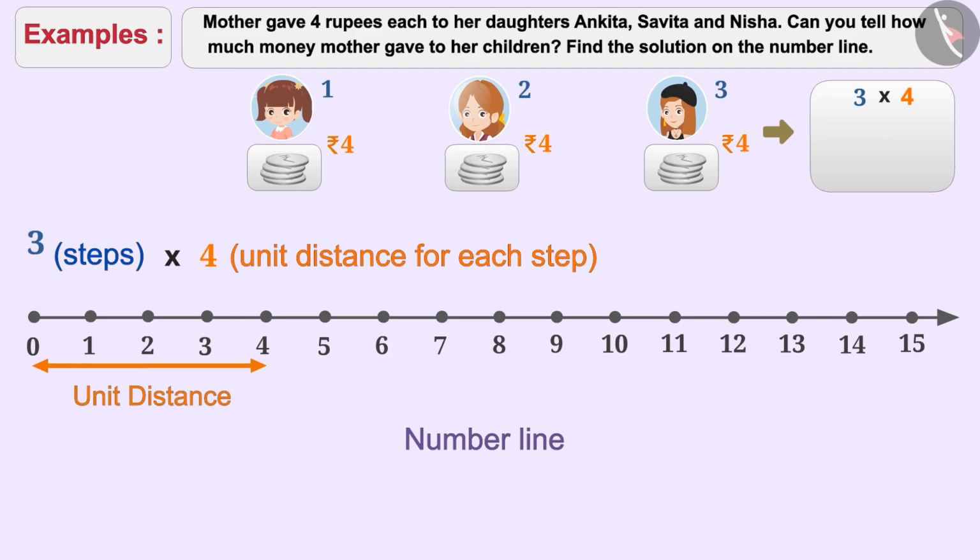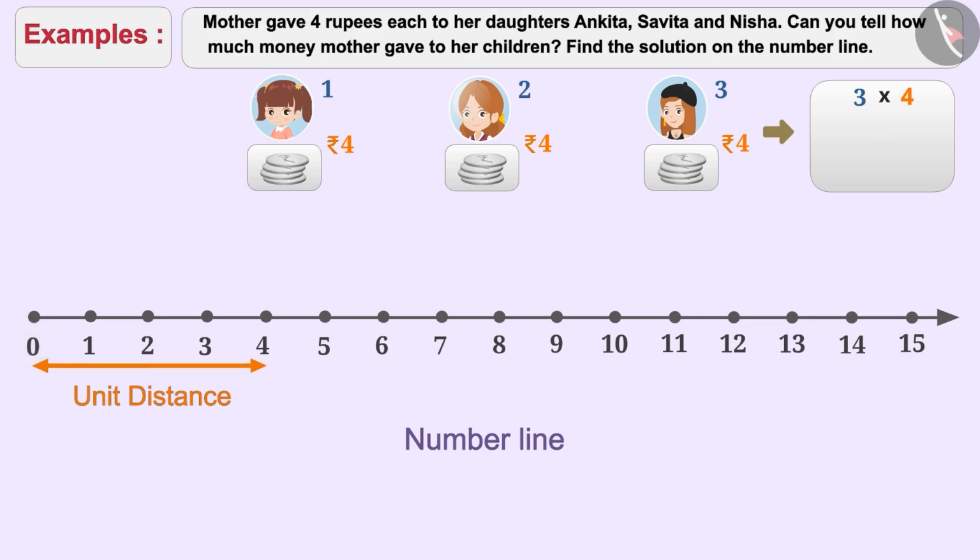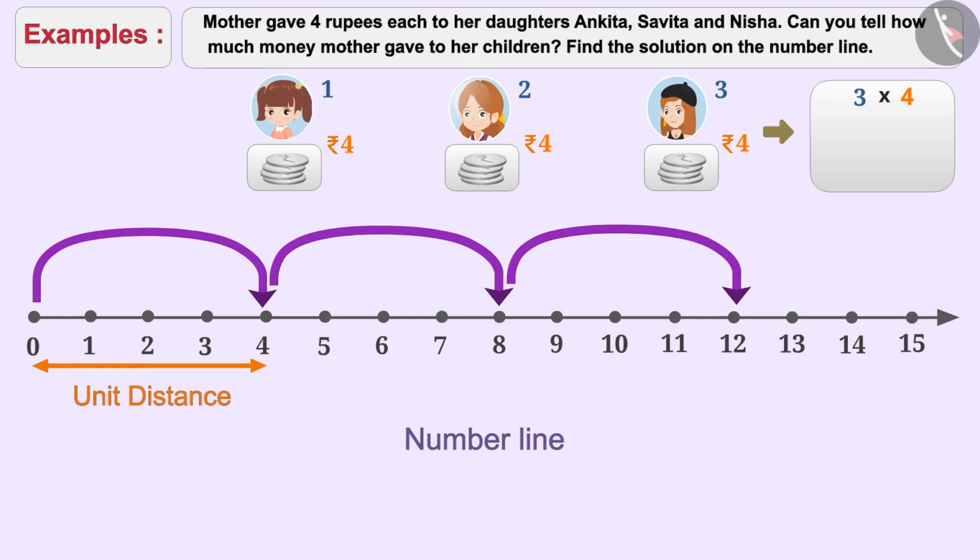Therefore, to express 3 multiplied by 4, we start with 0 and take 3 steps of 4 unit distance each towards the right. So, after the last step, we reach 12. This is the product of 3 multiplied by 4. So, the total amount that the mother gave to her children is 12 rupees.